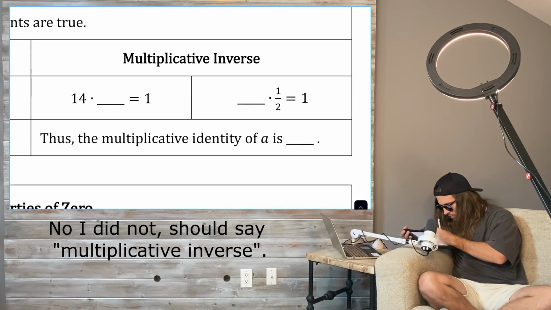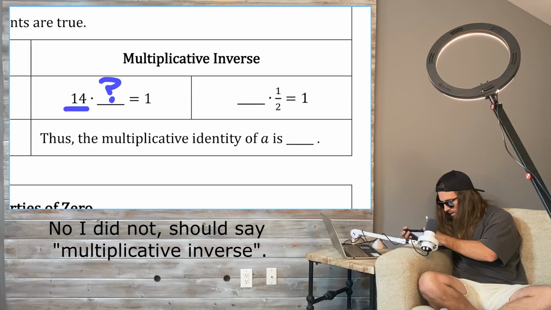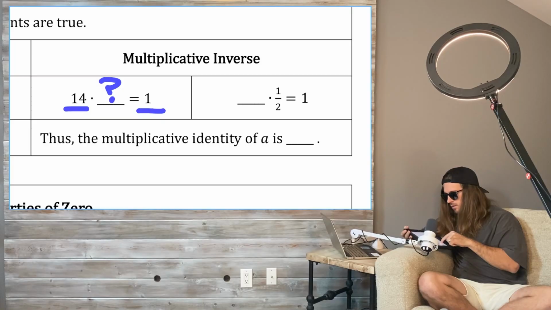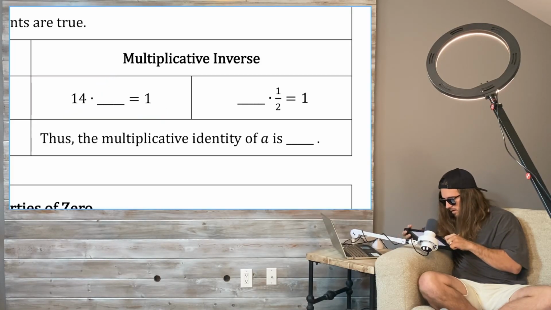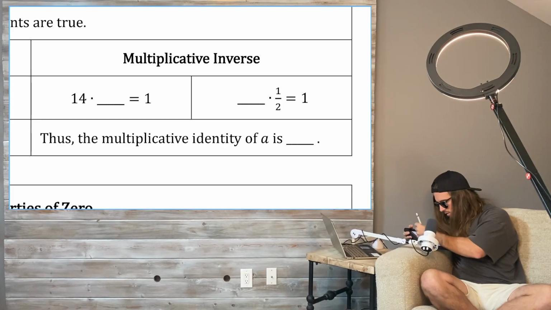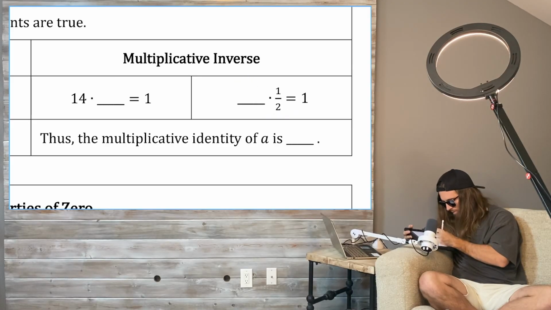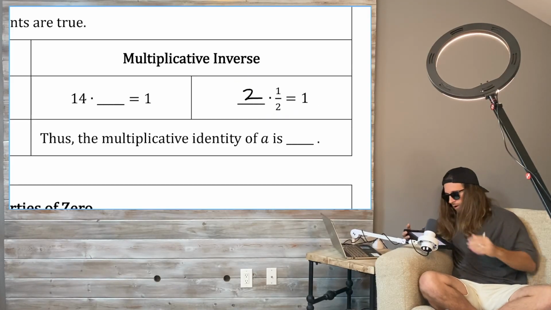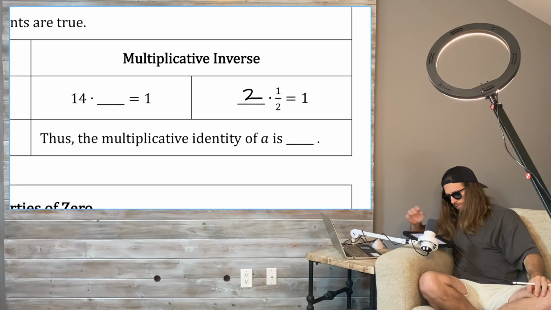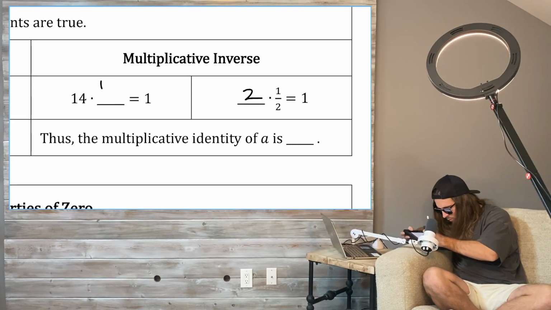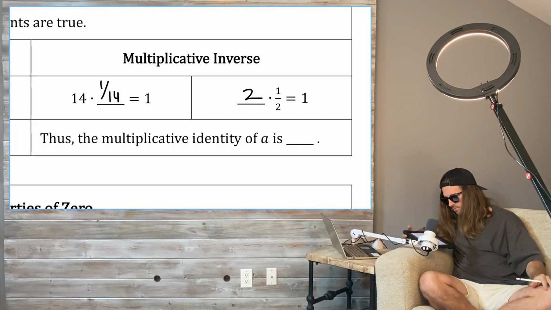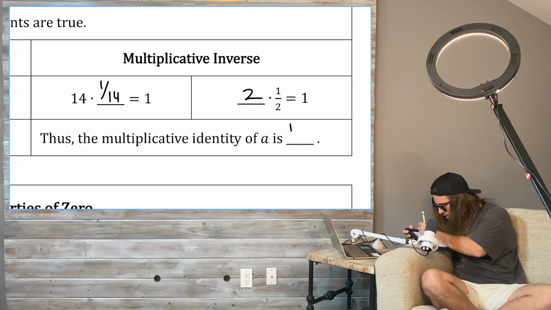What do I need to multiply by 14 to make it a 1? 1 being the multiplicative identity. I'll let you think about that. What about over here? What would I multiply by a half to make it a 1? Well, this one might be a little more understandable. That would be 2. 2 times a half is 1. What about 14? Well, that would be 1 over 14. Therefore, the multiplicative inverse of A is 1 over A.